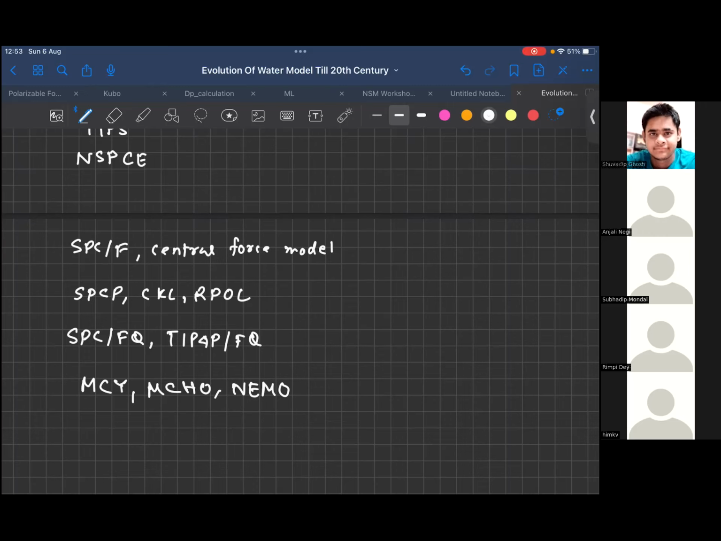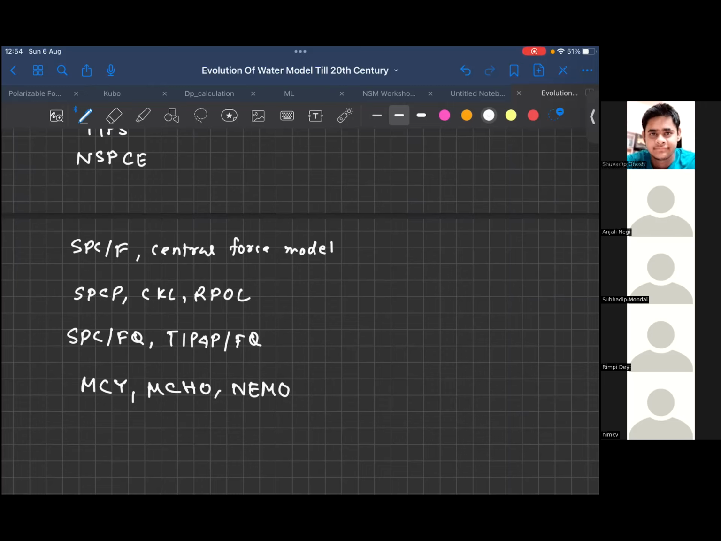Okay, so in everything that people tried, as you know, the gas phase dipole moment is around 1.9 Debye. But in the liquid phase, the dipole moment of water is higher. So at that very early point of time, people tried to enhance the dipole moment with their water model for the liquid state. How far they were able to do it, I will discuss.